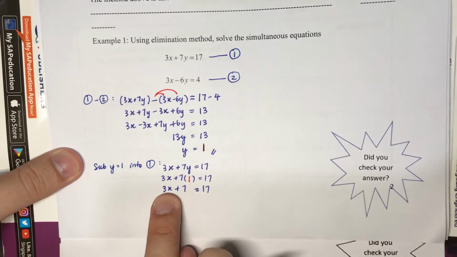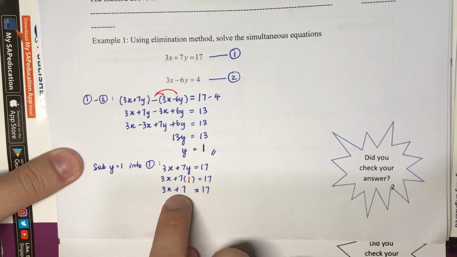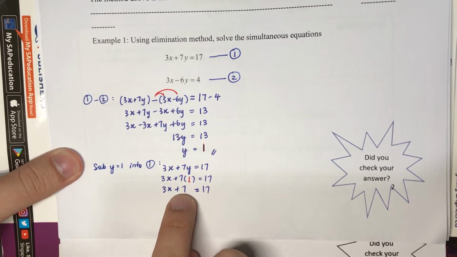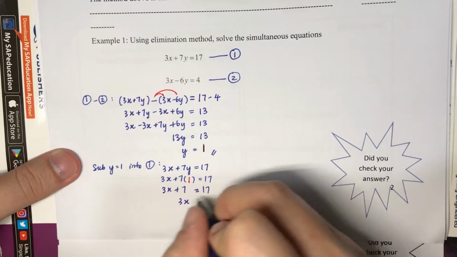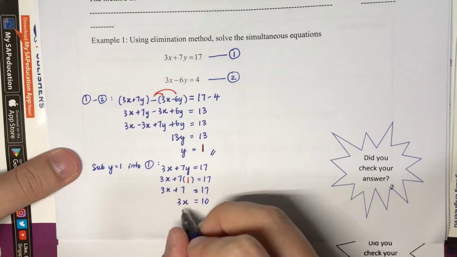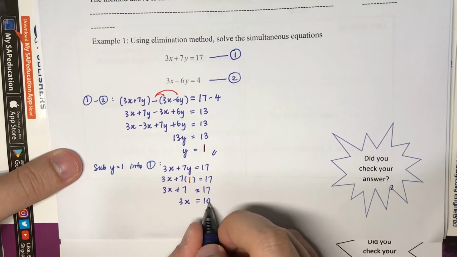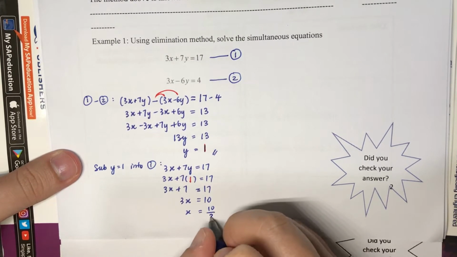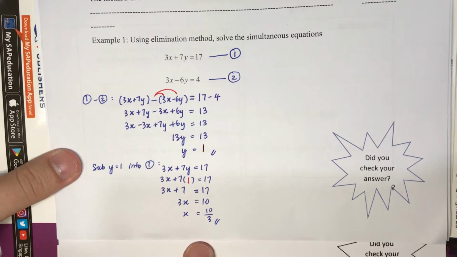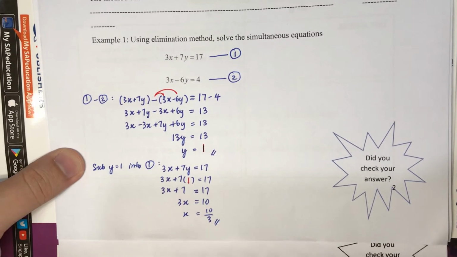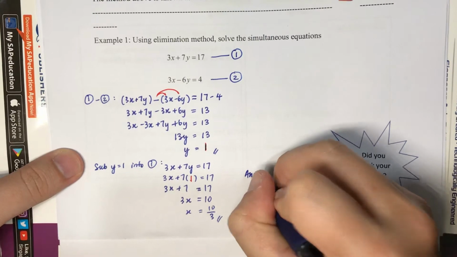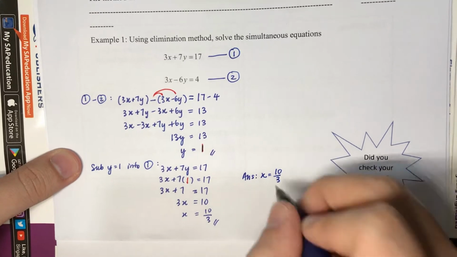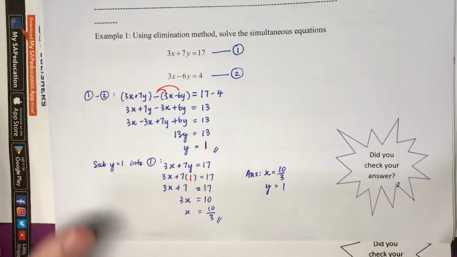Now in order to find x, I will have to undo the plus 7 and undo the times 3. If I remove the plus 7, I need to minus 7 on both sides. So here would be 10. Then 3 times x is 10, so how do I undo the 3? I need to divide by 3, so 10 divided by 3. So my x will be 10 over 3, or 3 and 1 over 3. Here is my final answer, and it is good to write down the answer at one side: x is 10 over 3, y is equal to 1.